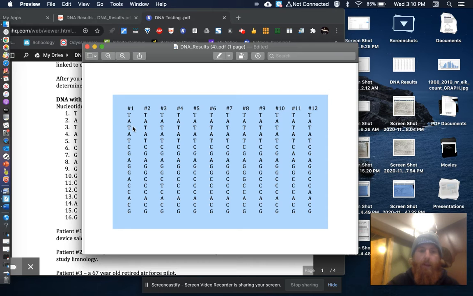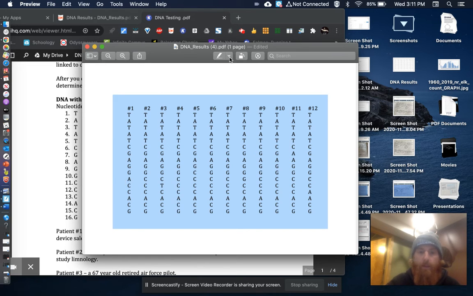Here at 2, we got an A and an A. At position 3, there's a T and a T. At position 4, there's an A and an A. At position 5, there's a T and a T, so this is good. 6, there's a C and a C. 7, there's a G and a G. 8, there's an A and an A. 9, GG. 10, GG. 11, CA. So there's the error, folks, right there.